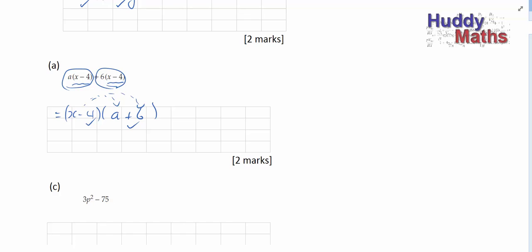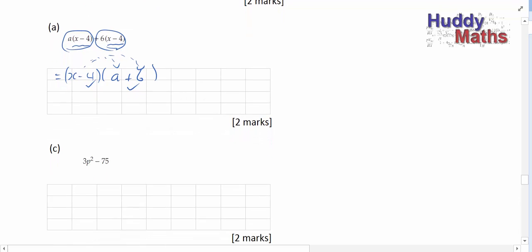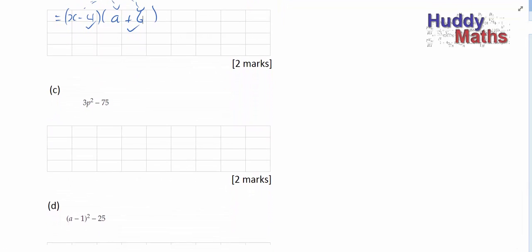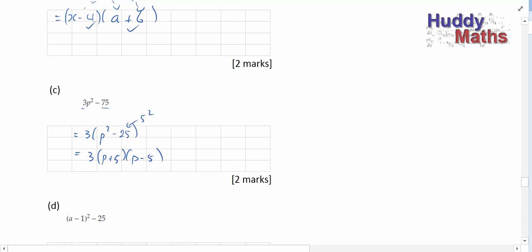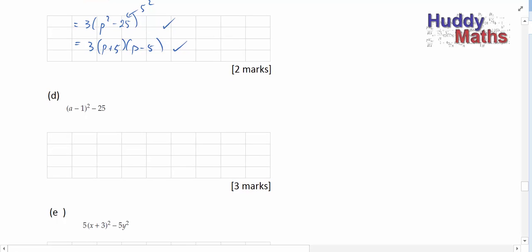All right, let's have a look then at the next one. So 3p squared take 75. All right, so there's stages here. Take out the common number factor first. 3p squared take 25. 3's into 75 goes 25. Now this is p squared take 5 squared. So it's 3 times p plus 5 by p take 5. Remember that difference of 2 squares. Factors back to that. So we've got 1 for the common factor, 1 for the answer. Just 2 there.